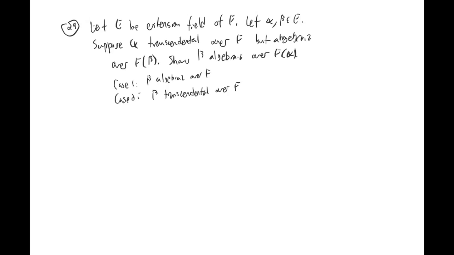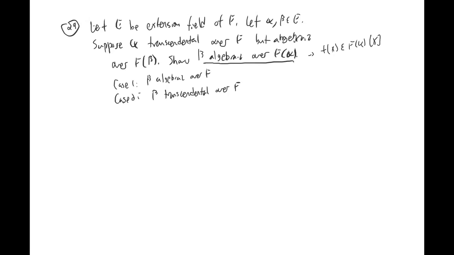What does it mean when beta is algebraic over F(alpha)? Just the definition. Not F(x). It means there is a polynomial in F(alpha)[x] such that beta is a root. It's over F(alpha), not over F, right?